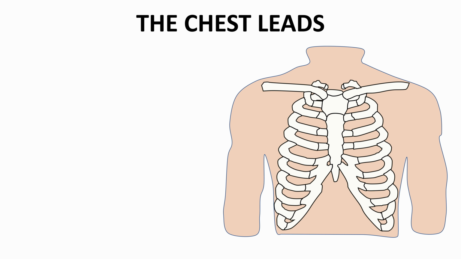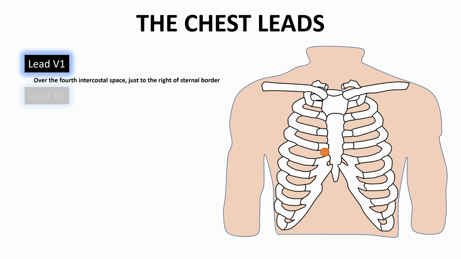The chest leads are obtained from electrodes placed on the pericardium in designated areas. An electrode can be placed on 6 different positions on the left side of the chest, each position representing one lead. Accordingly, there are 6 chest leads, namely lead V1, which is placed over the fourth intercostal space just to the right of the sternum border, lead V2, which is placed over the fourth intercostal space, just to the left of the sternum border.